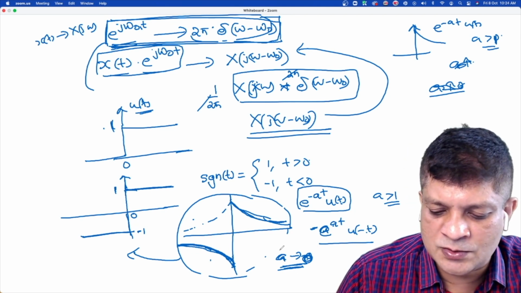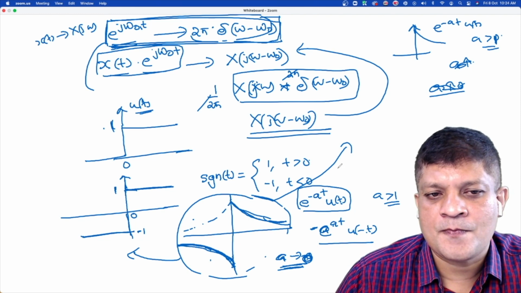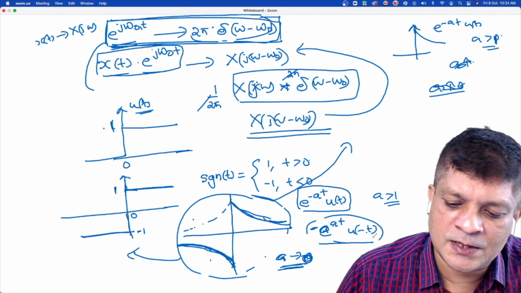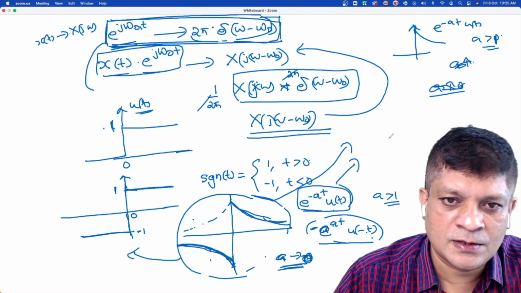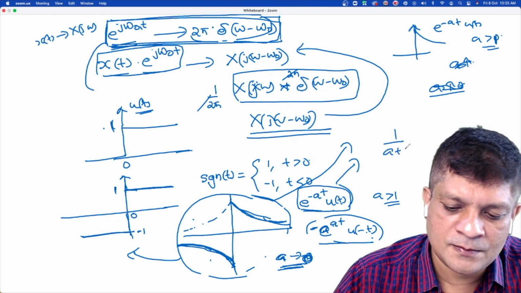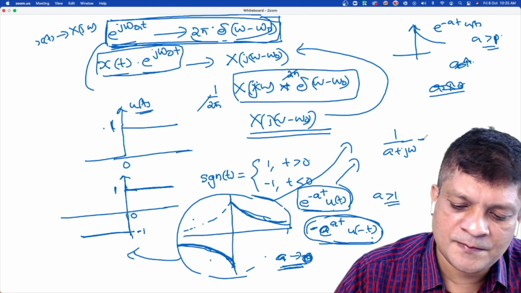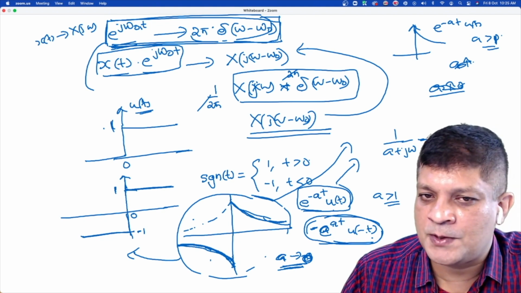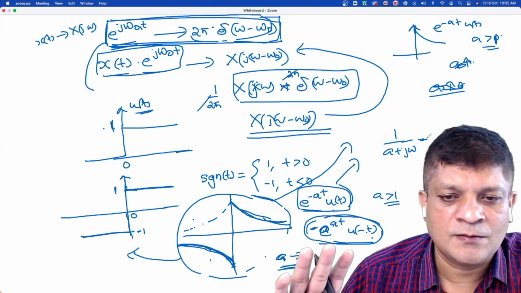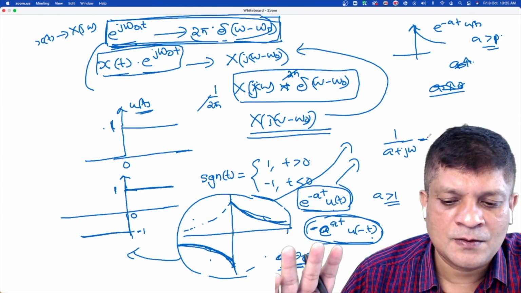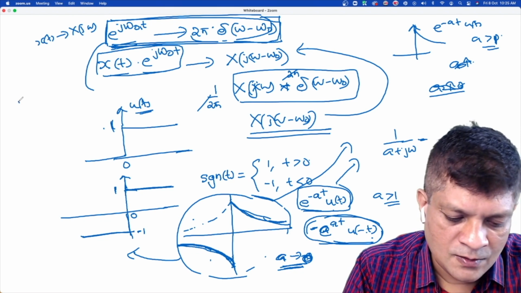Now, this is a Fourier transformable signal. What is the Fourier transform of this signal? What is the Fourier transform of e to the power minus at ut? This is a standard Fourier transform pair. It is given in the formula sheet: 1 upon a plus j omega. Now, what about this part? There is a minus sign. What is the time reflection property of Fourier transform? If you replace t with minus t, what will happen in the Fourier domain? Omega is replaced with minus omega. So there is some problem here. I am writing it here.